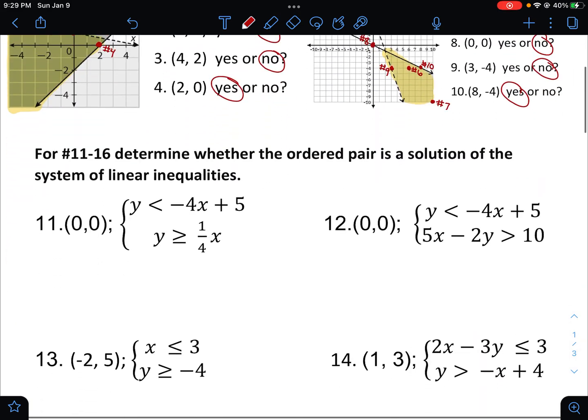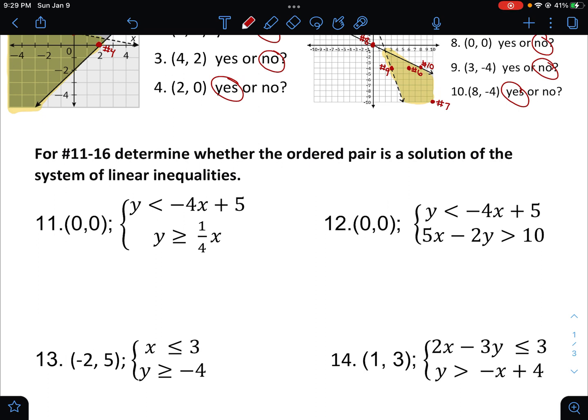Okay, now we have new problems. The directions state for 11 through 16, determine whether the ordered pair is a solution of the linear system of inequalities. All we're going to do for this is plug it into both equations, and we want true statements for both equations. And we're going to use our calculator to help us.